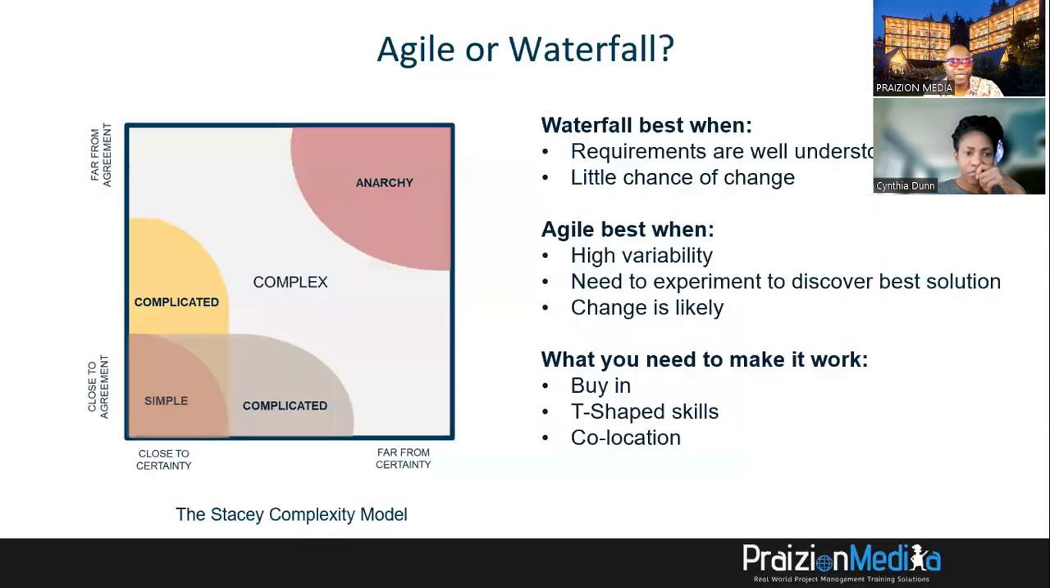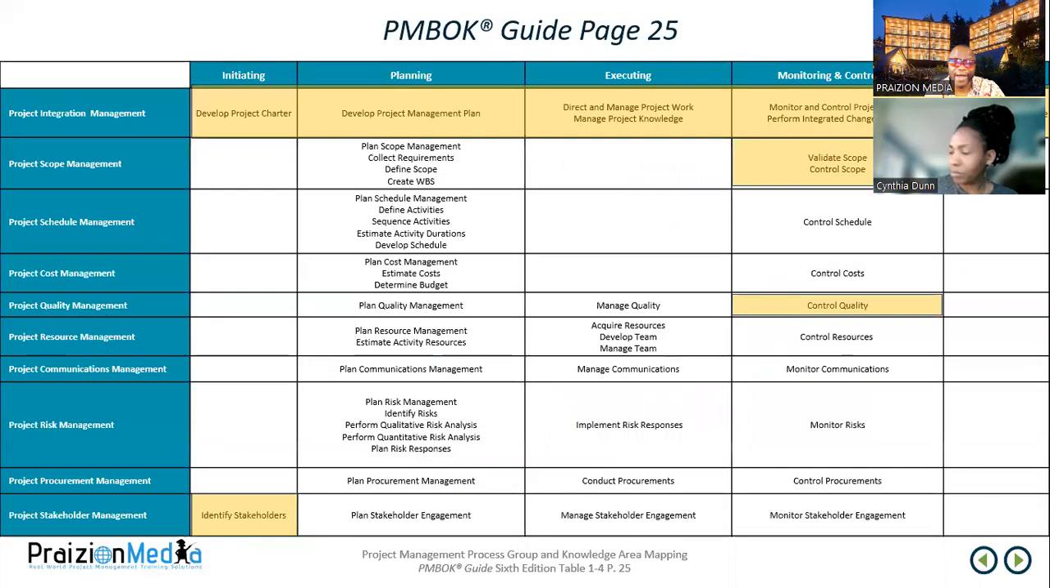Another one that is a must know, absolutely must know, is the Stacey complexity model. This is on page 14 of the Agile Practice Guide. Now, this is going to shock some of you, but you need to know how everything here is represented.